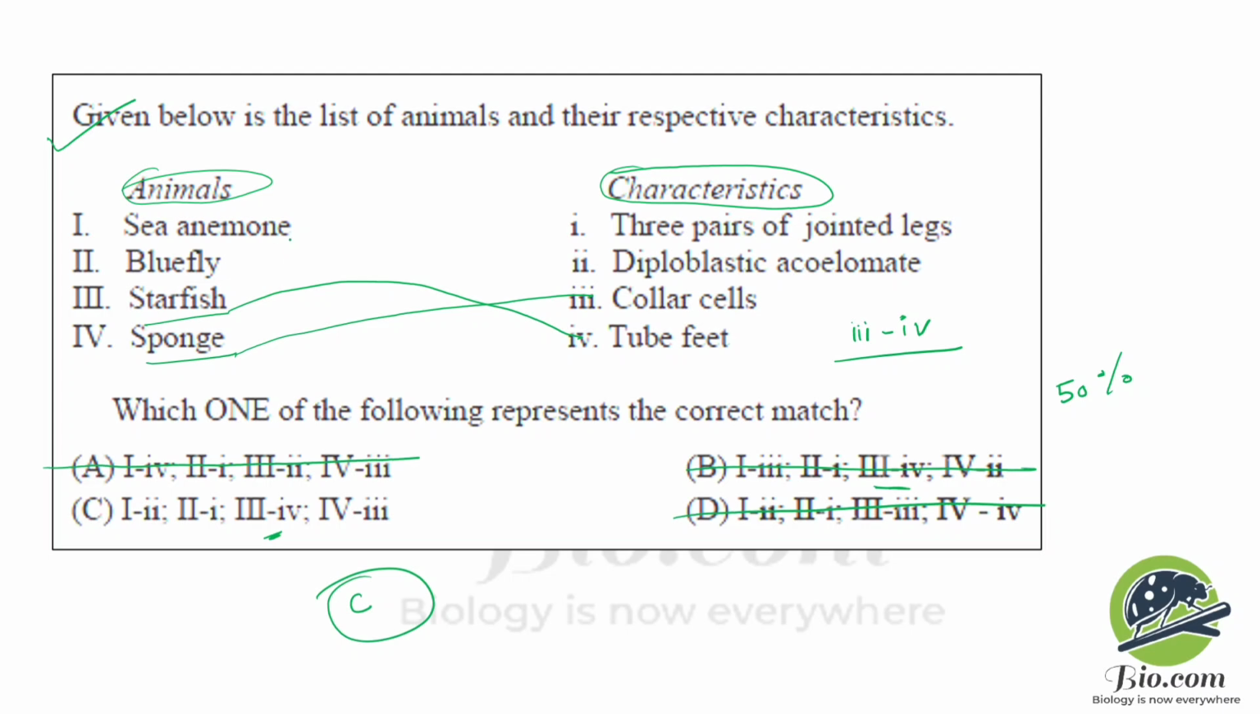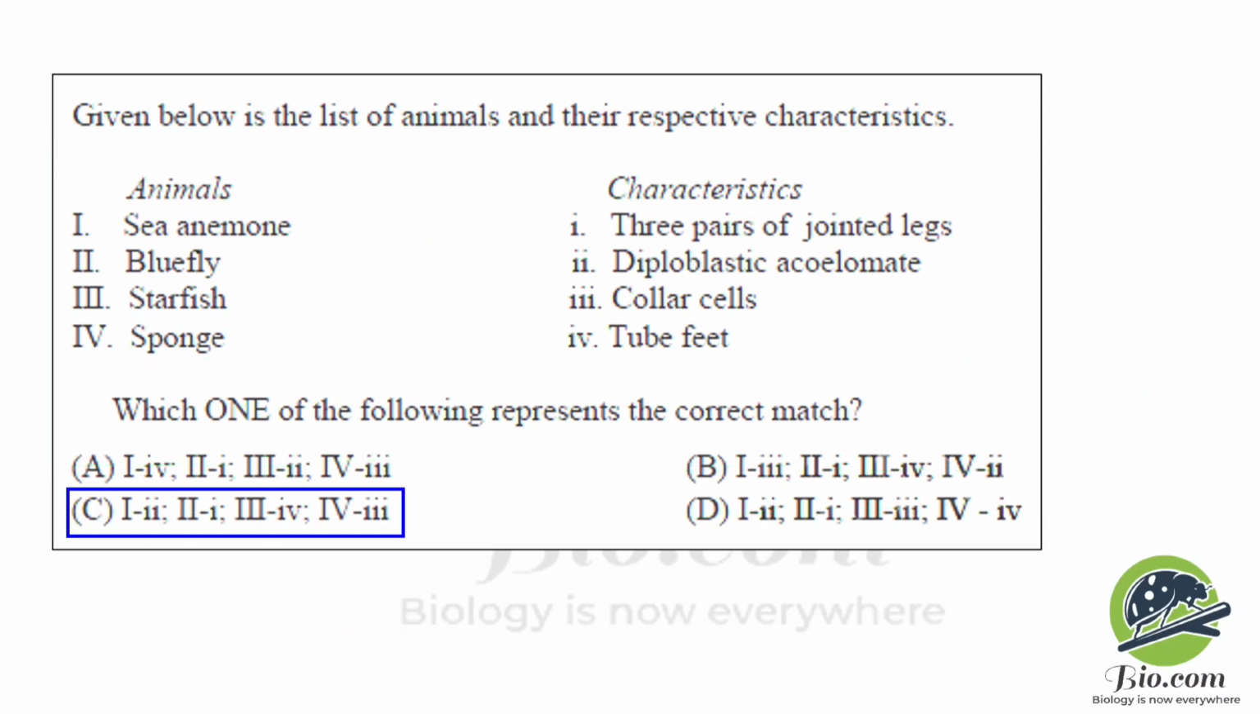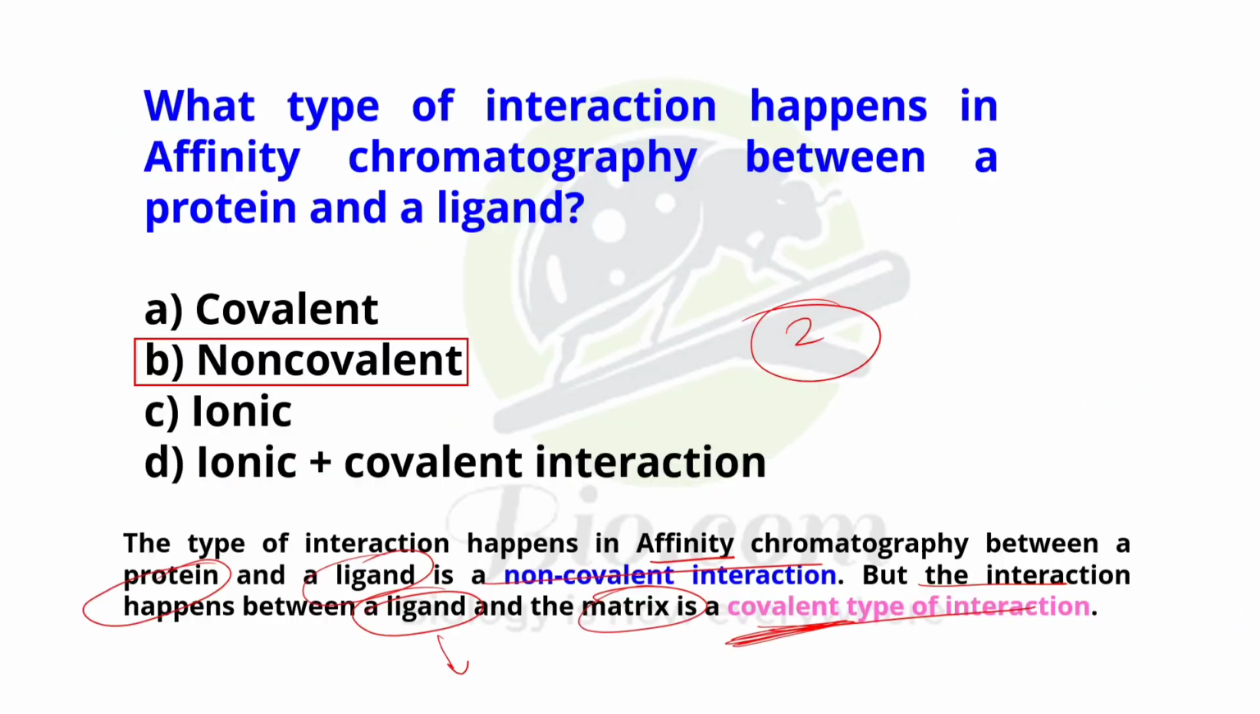Now sea anemone. Sea anemone is a coelenterate, and coelenterates are known for their diploblastic nature, so first matches with 2. Now blue fly. Blue fly is an insect, so blue fly will be matched with 3 pairs of jointed legs. So the correct answer to this question is option C.